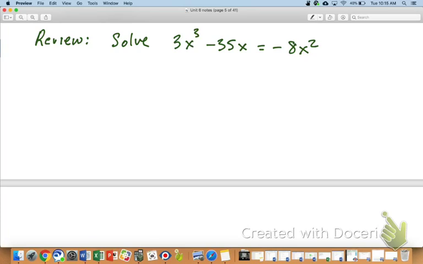I have class. You can't factor it, so you have to go. You can factor x out. Yeah, you can factor x out. You can simplify it with the x, so you get 3x squared minus 35x plus 8. Yes, you can.